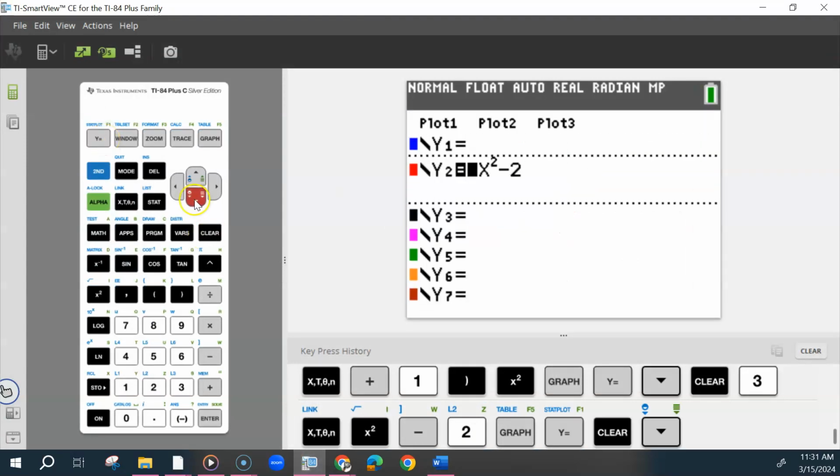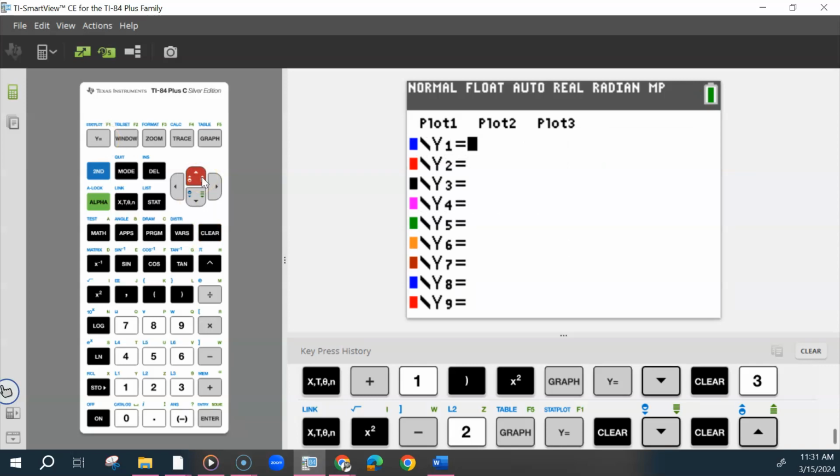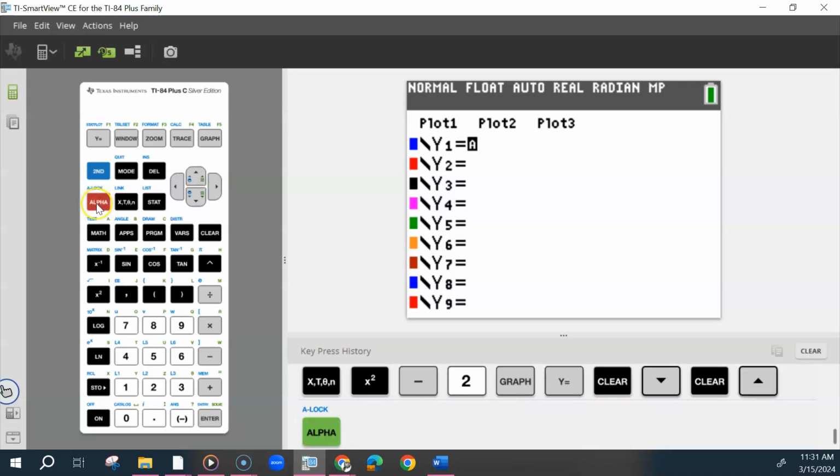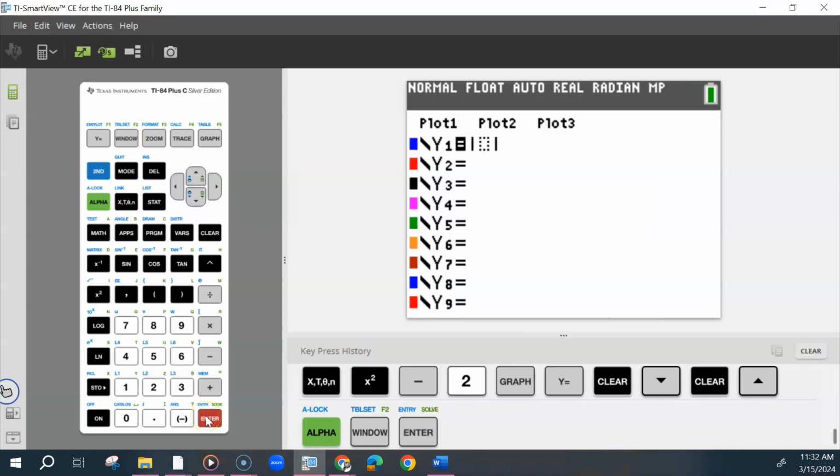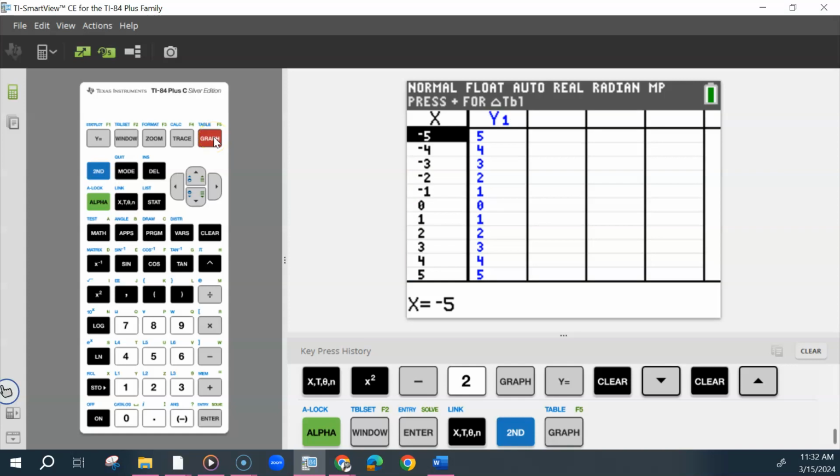In your calculator, go ahead and clear out anything you have there. And to get your absolute value, type alpha window, and you should see something that says ABS. Click that one. So alpha window, ABS, that one. Put X in there. And then go to your table, second graph. Just like your quadratic, how we find the vertex is the same. Because there's going to be a repeating y value, find the middle. Where would that be? 0, 0.